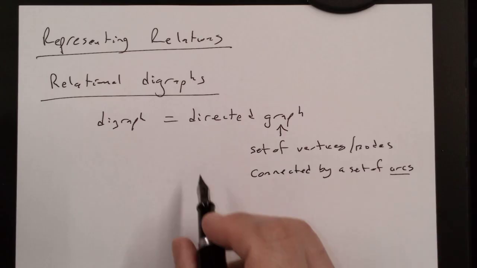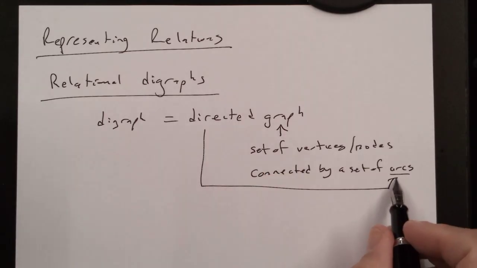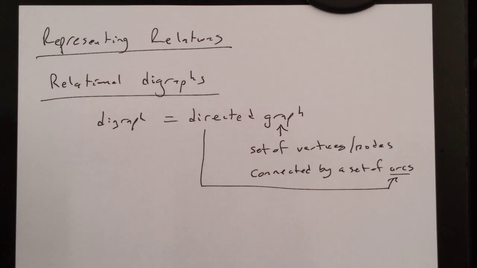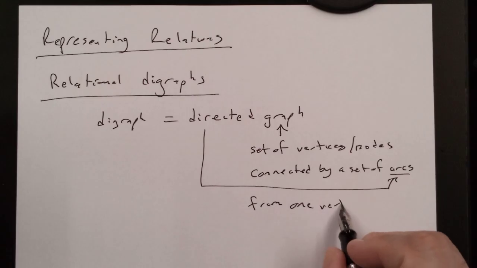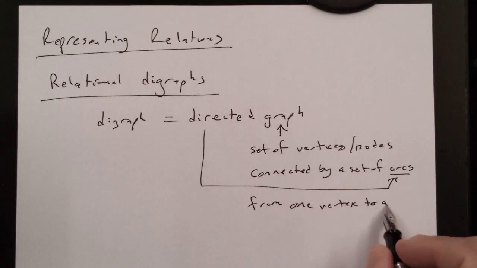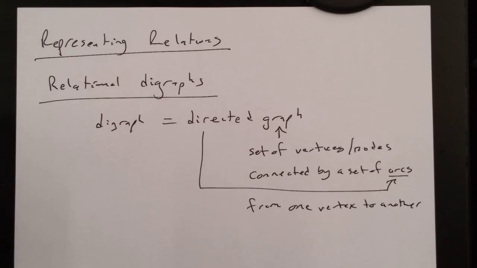And the fact that I'm using arcs is where my directed idea comes into play. That each arc has a direction associated with it. I go from one vertex to another.